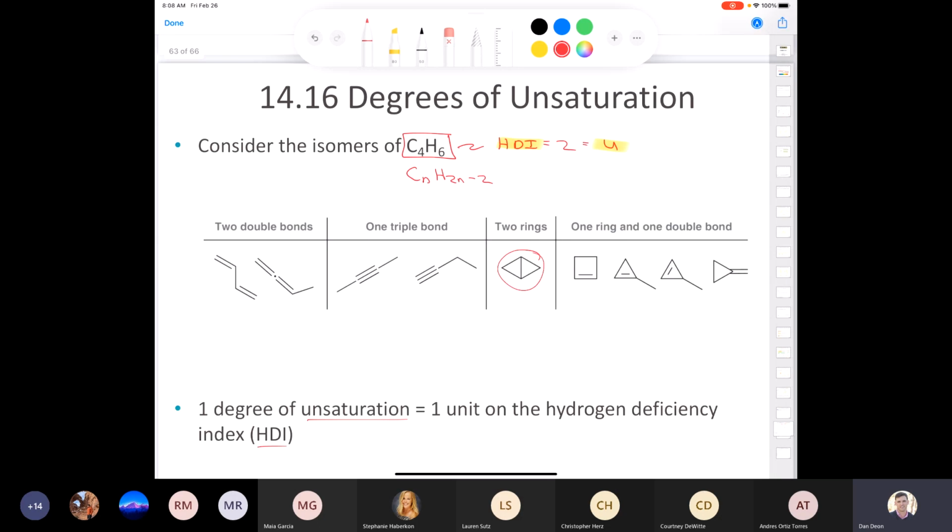What about if we had 2 rings? Remember, each ring equals 1 unit of unsaturation, or 1 unit on the hydrogen deficiency index. And since we have a ring here and we have a ring here, there you go, that fits the bill.